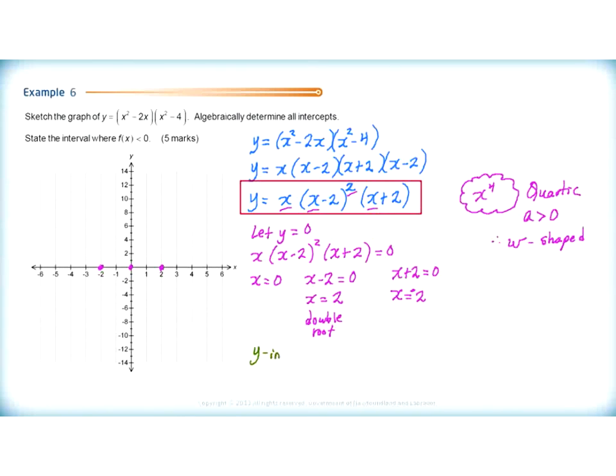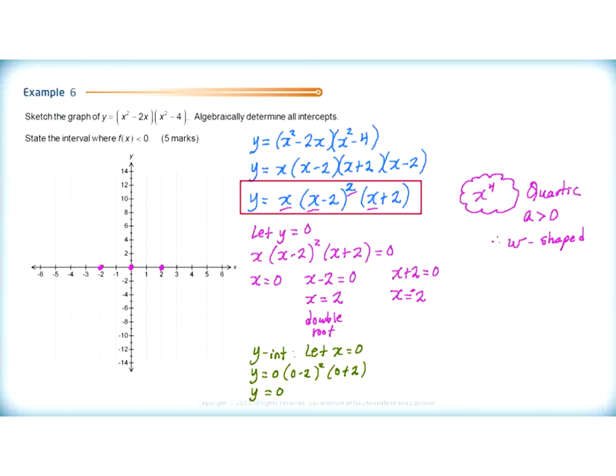So in order to get the y-intercept, we have to let x equal 0. So here we would have y equals 0 multiplied by (0 minus 2) all squared times (0 plus 2), and the value of y will equal 0. So if you have an x-intercept at x equals 0, it must also be the coordinates for your y-intercept as well.